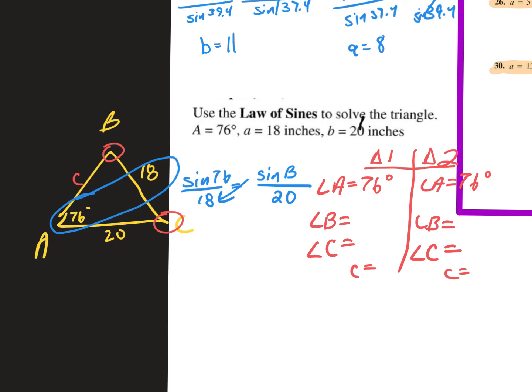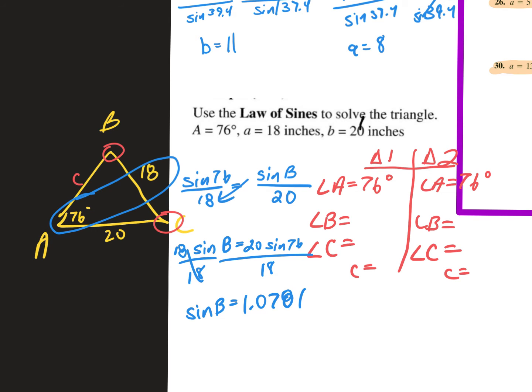So let's cross multiply. 18 times the sine of B equals 20 times the sine of 76. Divide both sides by 18. And I get the sine of B equals what? So I have 20 times the sine of 76. Practice this in your calculator. Divided by 18. I get 1.0781. Is that the answer I'm looking for?